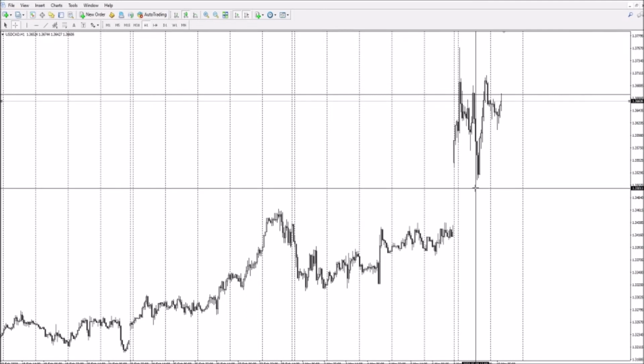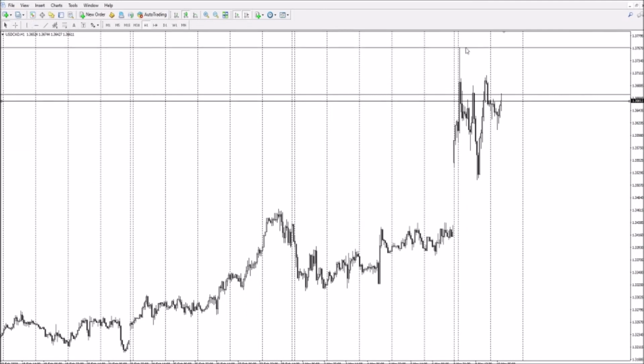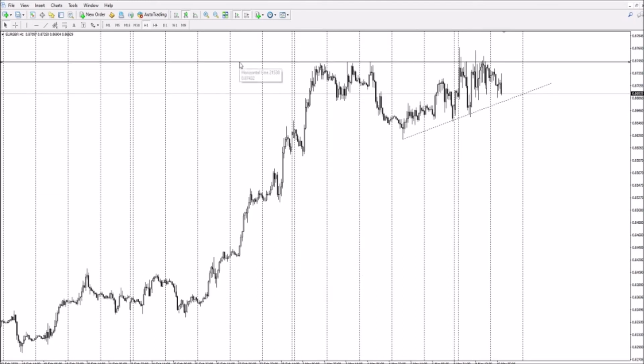So this Monday range is quite large, and we'll be waiting for other areas to come in. Dollar Swiss seems to be the most likely at the moment. Last thing I'm looking at is euro pound.